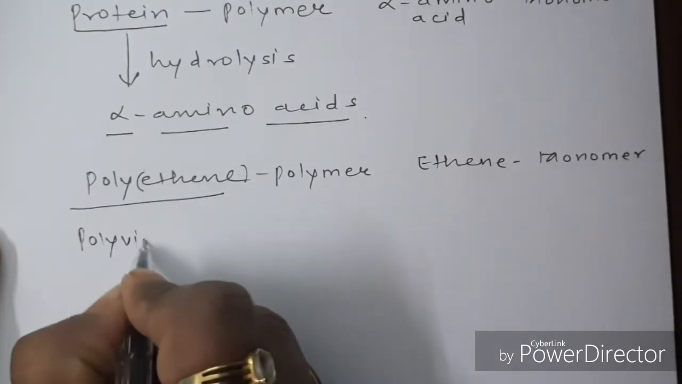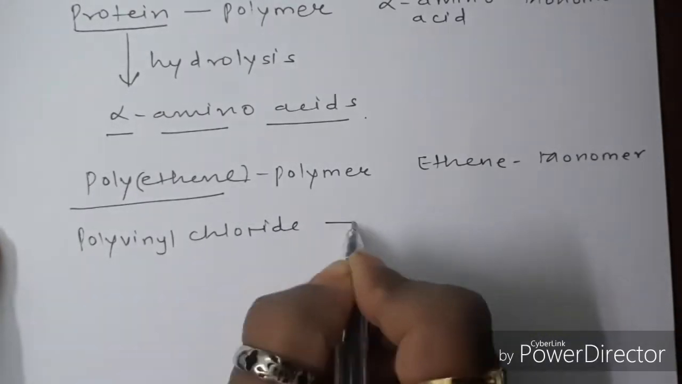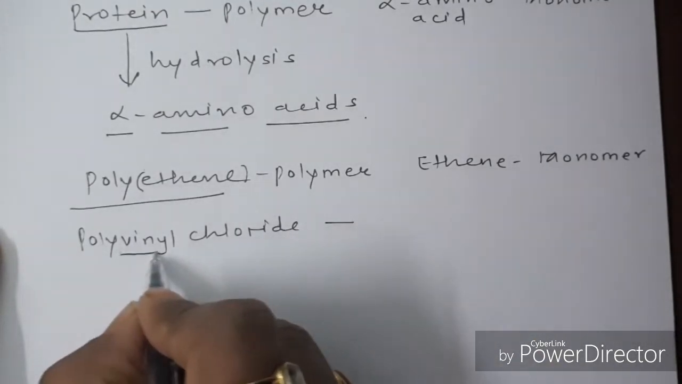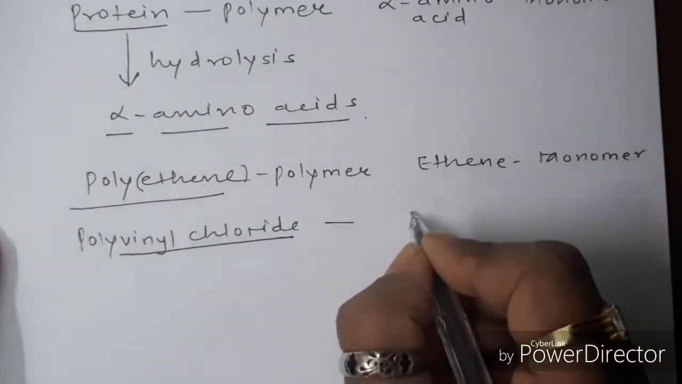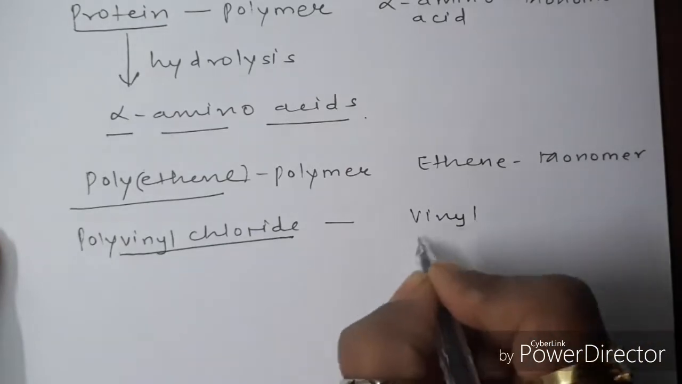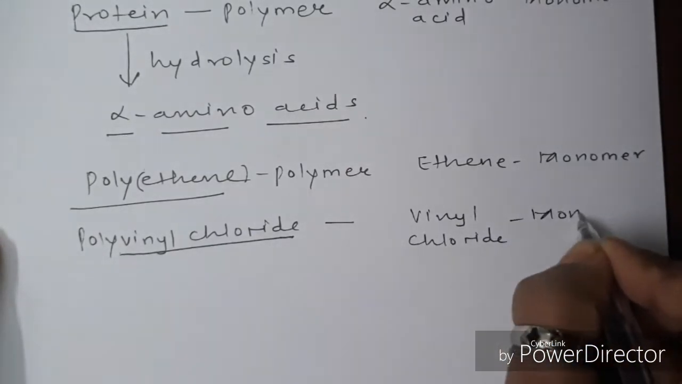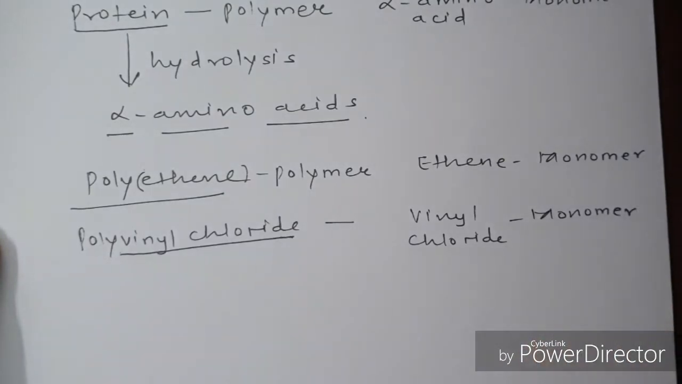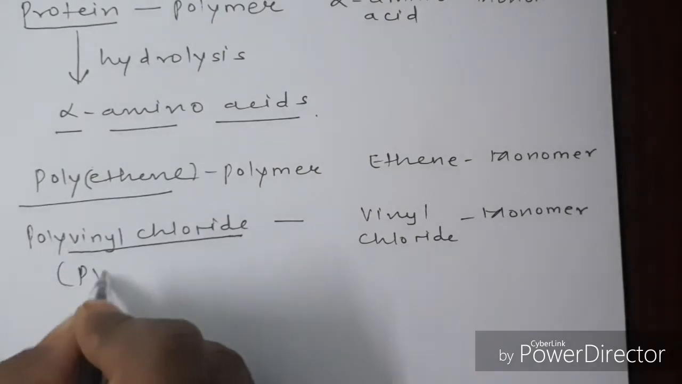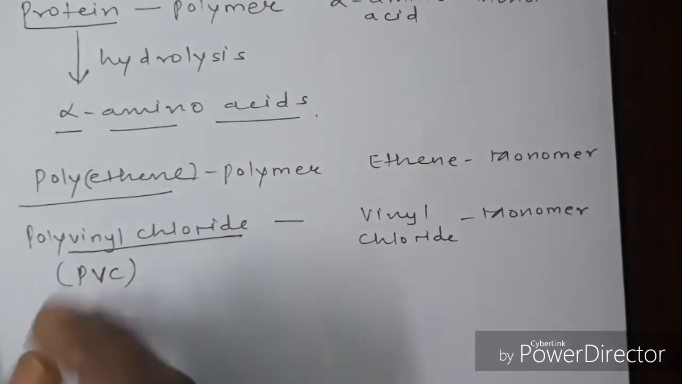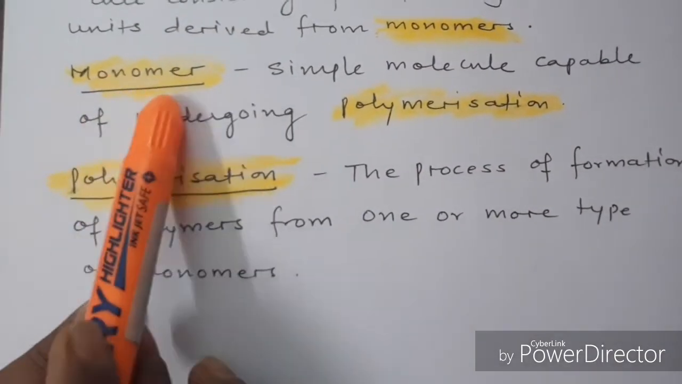Now I can take this example as PVC, polyvinyl chloride. So polyvinyl chloride has got vinyl chloride as its monomer. So I can just write down that vinyl chloride is the monomer. So I'm sure you've understood what a monomer and a polymer are. This is the short form. Let's see the definition of monomer now.